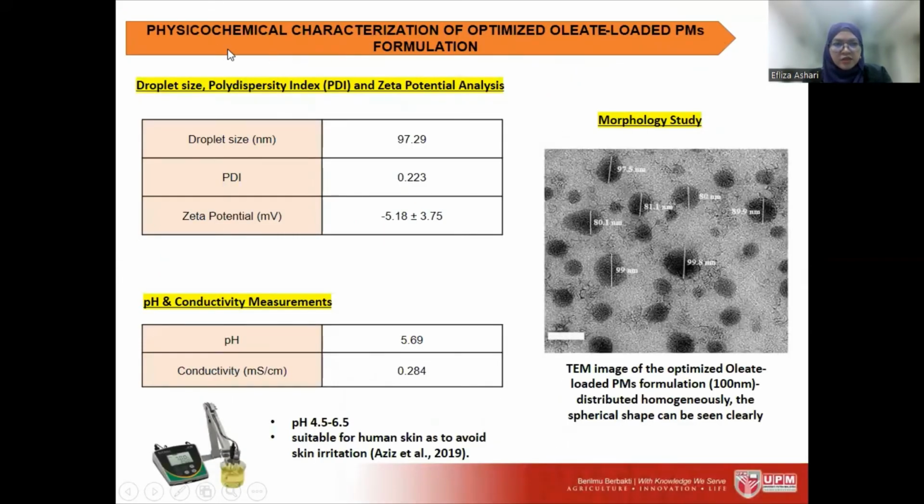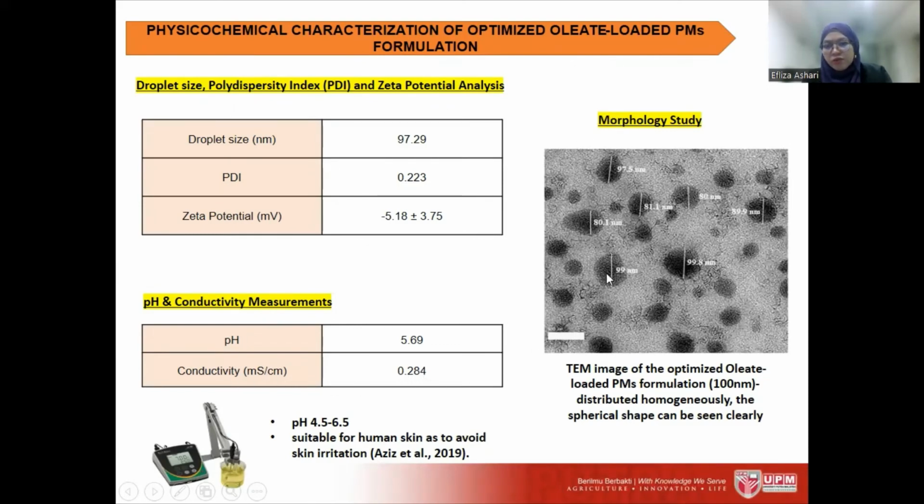And the last one is in terms of physical-chemical characterization. So we have the PDI value around 0.223 with zeta potential negative 5.18 plus minus 3.75. And the pH of our optimized formulation is 5.69, where the range suitable for human skin is between pH 4.5 to 6.5. So we can see that our formulation is within the range suitable for human skin, which avoids skin irritation. And conductivity is around 0.284.